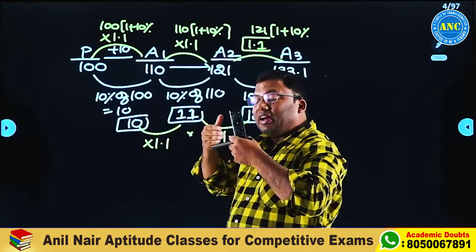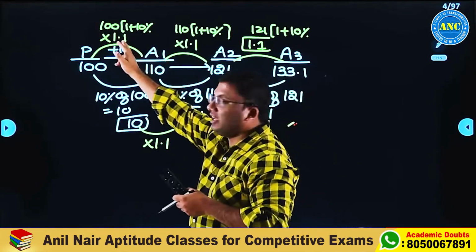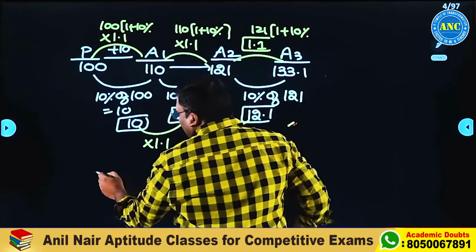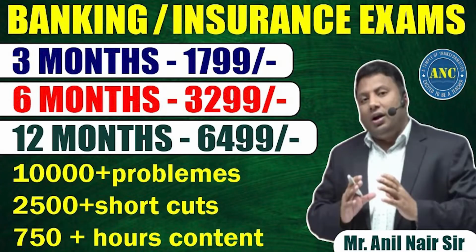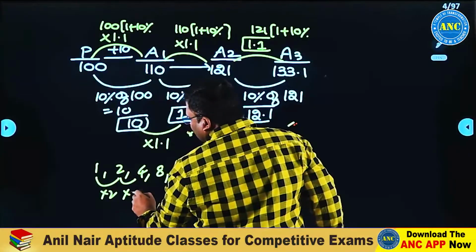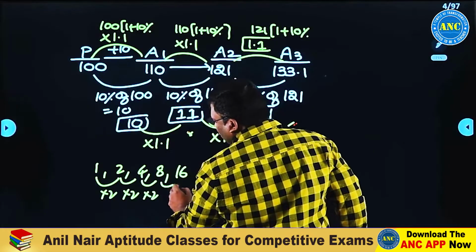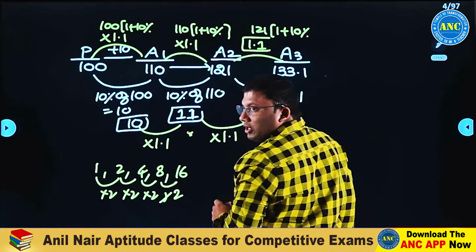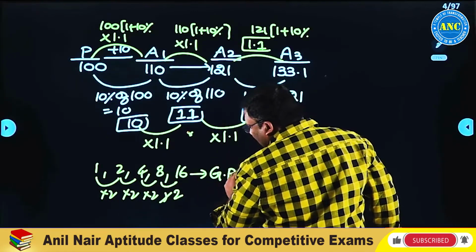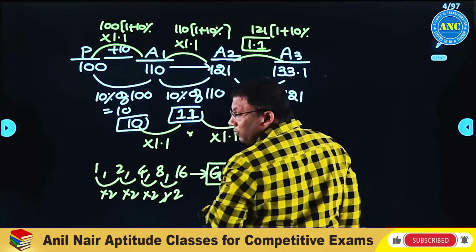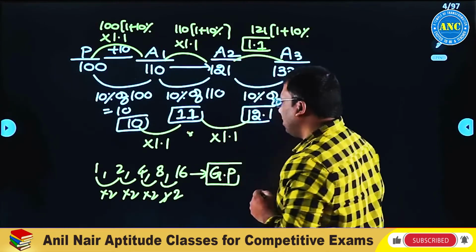If the ratio between two values is the same, for example 1, 2, 4, 8, 16, here it is into 2 each time. That means if the ratio between two quantities is constant, then the series is said to be in geometric progression.